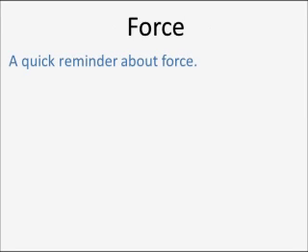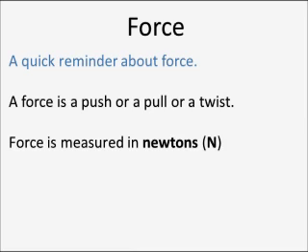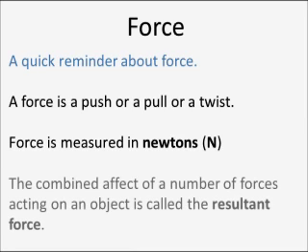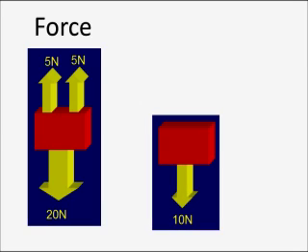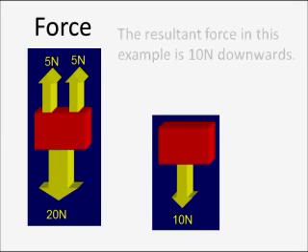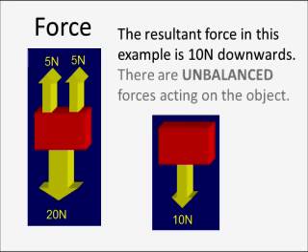A quick reminder about force. A force is a push or a pull or a twist. It's measured in newtons, capital N being the unit, and the combined effect of a number of forces acting on an object is called the resultant force. Here's an example of an object which has 3 forces acting on it. The combined effect is 10 newtons downwards. So what we say is the resultant force in this example is 10 newtons downwards. There are unbalanced forces acting on the object.